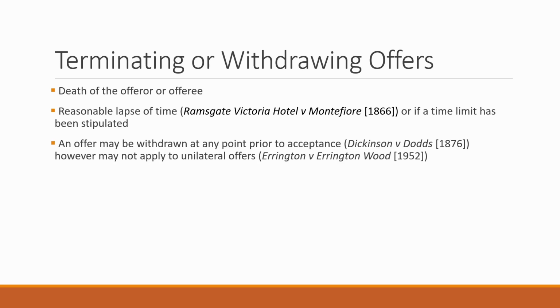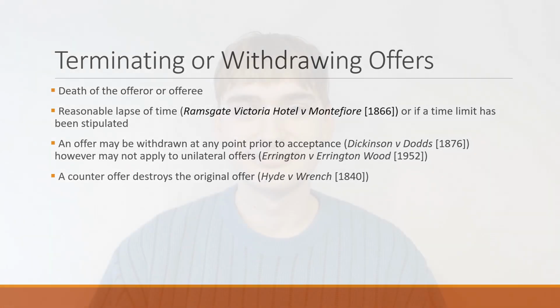An offeror may also revoke an offer at any time before acceptance takes place, as found in Dickinson and Dodds. This may not apply to unilateral offers where acceptance requires full performance, however, as discussed in Errington and Errington Wood. Finally, an offer may be terminated where a counter-offer is made. A counter-offer is where an offeree responds to an offer by making an offer on different terms. This has the effect of destroying the original offer, so that it is no longer open for acceptance by the offeree. This was established in the case of Hyde and Wrench.